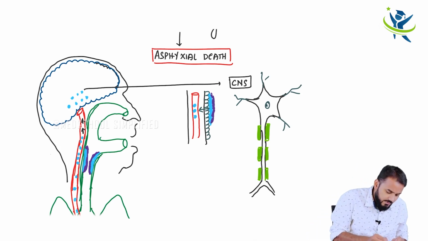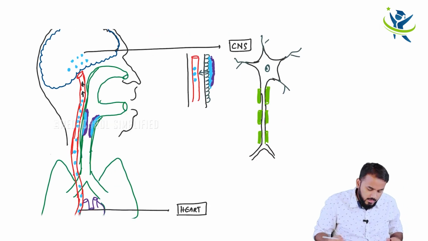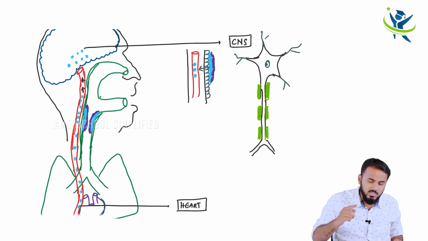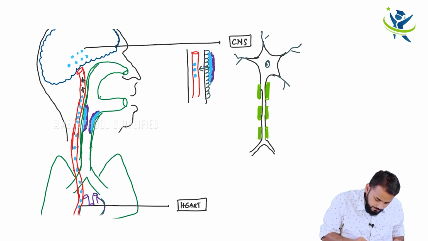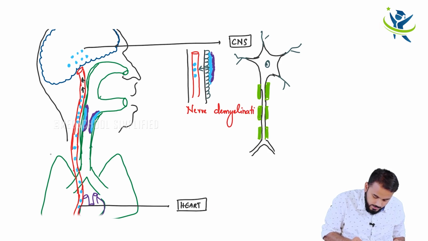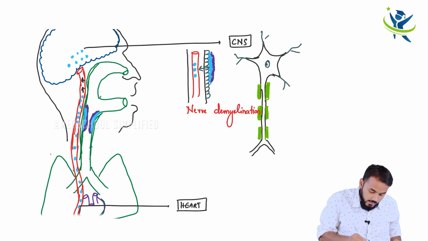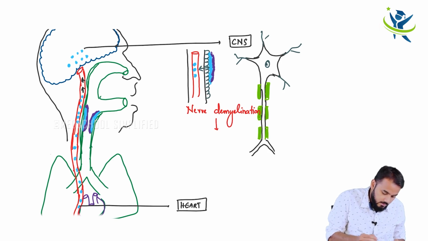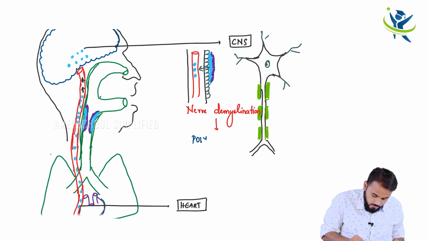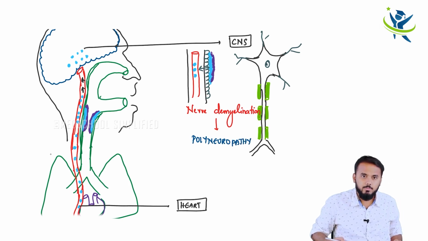So can I take a note that in the central nervous system it will cause nerve demyelination? Yes, it will cause nerve demyelination, and this will result in polyneuropathy.